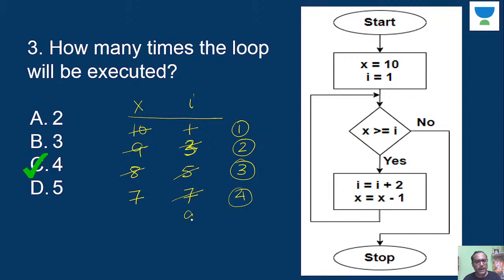Now I will become 9 and x will become 6. 6 greater than or equal to 9 is false, so the loop cannot be executed. So in total it will get executed 4 times, so the answer will be 4 times.